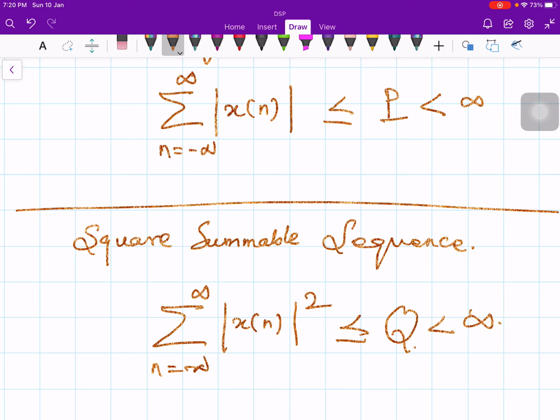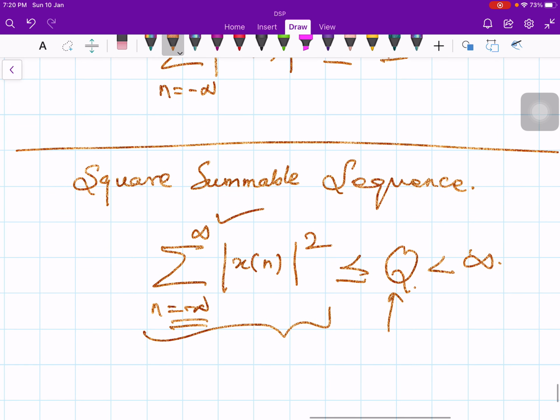Okay, a square summable sequence is one in which the magnitude is squared and then summed up from n equals minus infinity to plus infinity, and if this total summation is less than some number Q, which is strictly less than infinity. Okay, here less than or equal to, and here strictly less than. Don't forget that. Then the sequence x of n is called a square summable sequence.